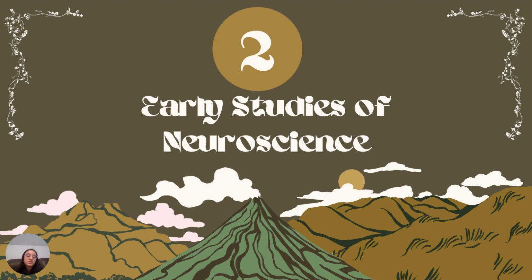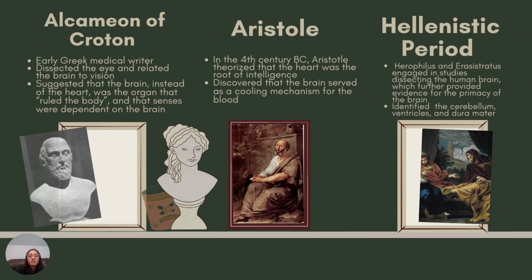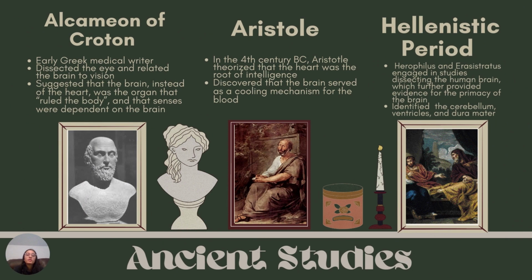The second topic we're going to talk about is early studies of neuroscience. First, we're going to touch on the ancient studies in neuroscience. Alcmaeon of Croton, an early Greek medical writer, dissected the eye and related the brain to vision. Alcmaeon also suggested that the brain, instead of the heart, was the organ that ruled the body, and that the senses were dependent on the brain.